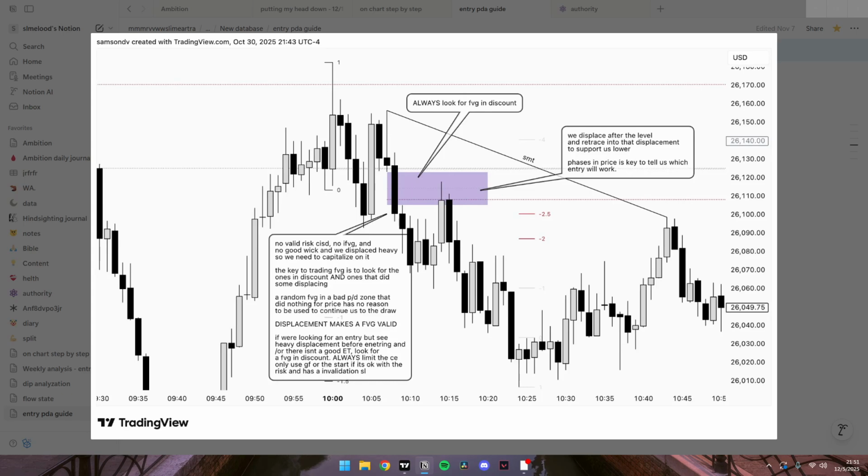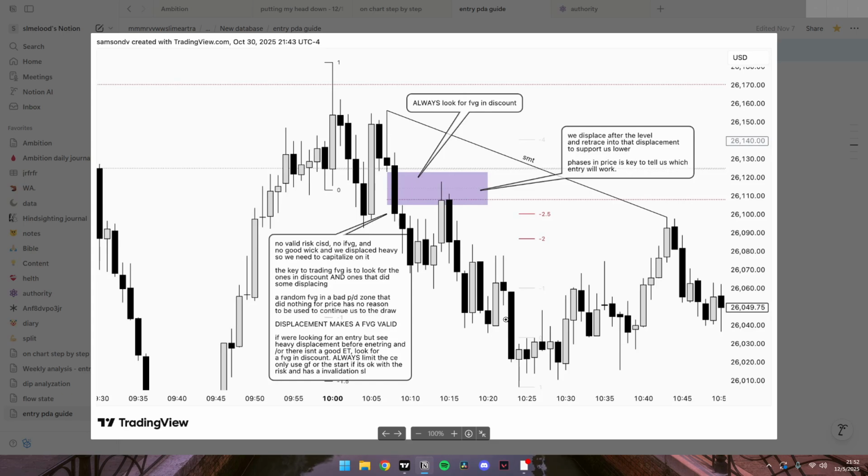I actually don't really care about that, no cap. But preferably in discount. The thing that confirms FVGs, and the only reason I would take a FVG entry, is displacement. Like here, displacement makes a FVG valid. The only reason this is takeable is because it was within displacement. For example, here this IFVG did not hold because it did not displace.